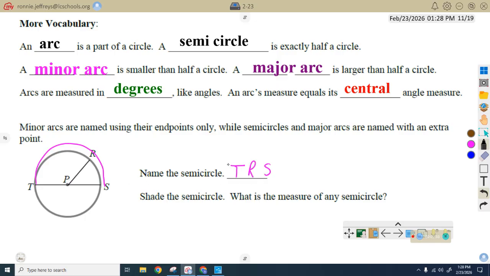Now, also it has this over it. It has an arc over it. Because we're talking about circles. Okay? Now, shade the semicircle. Alright? Now, what is the measure of any semicircle? 180 degrees.